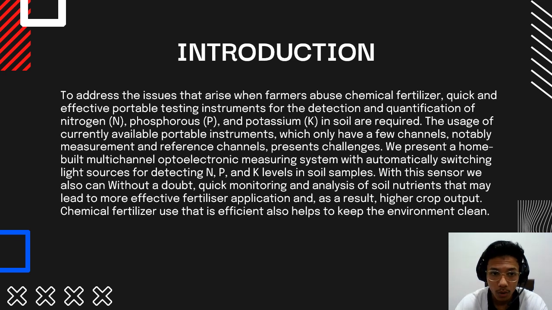With the sensor, we can also, without doubt, quickly monitor and analyze soil nutrients, which may lead to more effective fertilizer application and, as a result, higher crop output. Efficient chemical fertilizer use also helps to keep the environment clean.